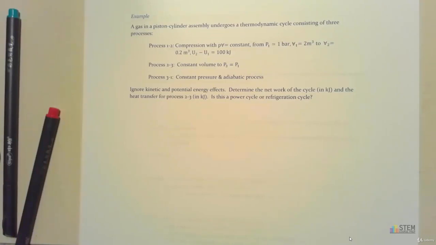Process 2-3 is going to be constant volume. We've got P3 equal to P1. And then finally, process 3-1, we've got constant pressure and it's adiabatic.